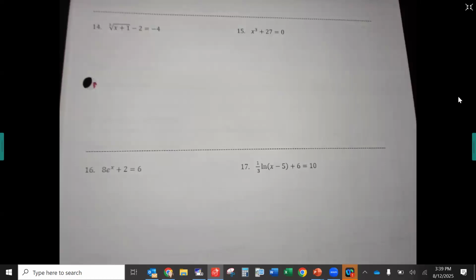Very good. Then just minus your 1 across. That's exactly right. Good job. Get rid of the E. You're going to do an ln on both sides.